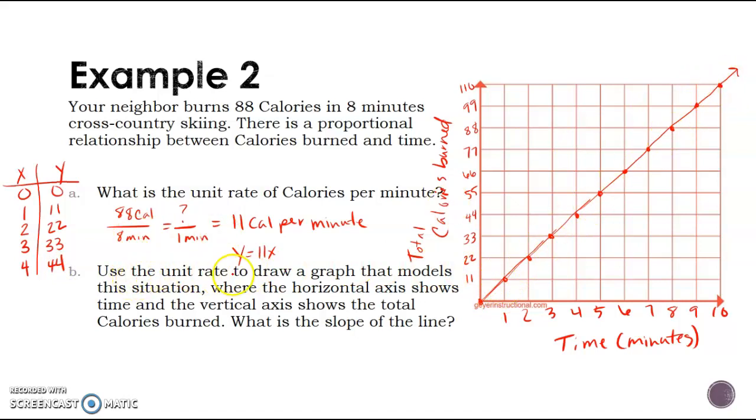Now, we're going to use the unit ratio to draw a graph. We already did that. It shows the total calories burned. And now it's asking what is the slope of the line? Well, slope of our line, and we're not going to count box over box because remember this box up is 11. But our slope is the same as our rate. Our slope is going to be 11. And that is the slope of our line. I hope that helps on the graphing point. Again, I like to make a table and it's a constant rate of change. So I'm going to add the same number to each of my numbers in the Y column.